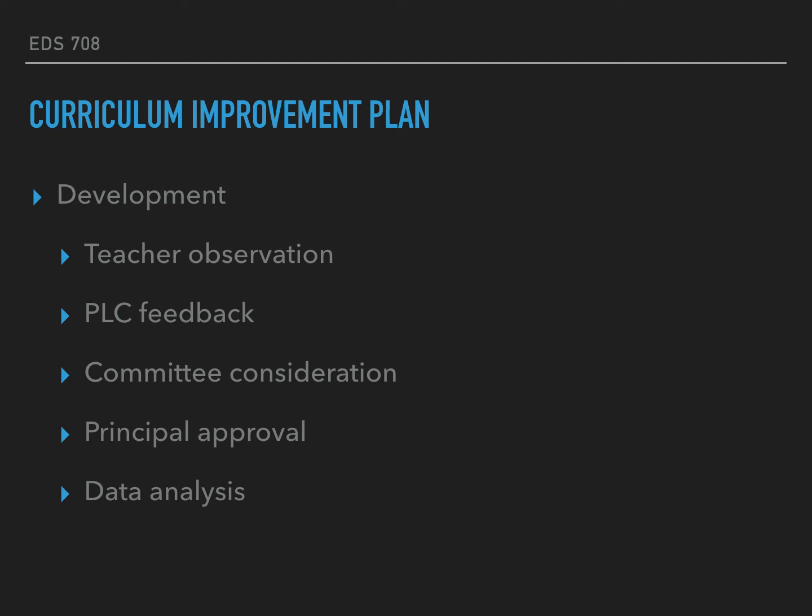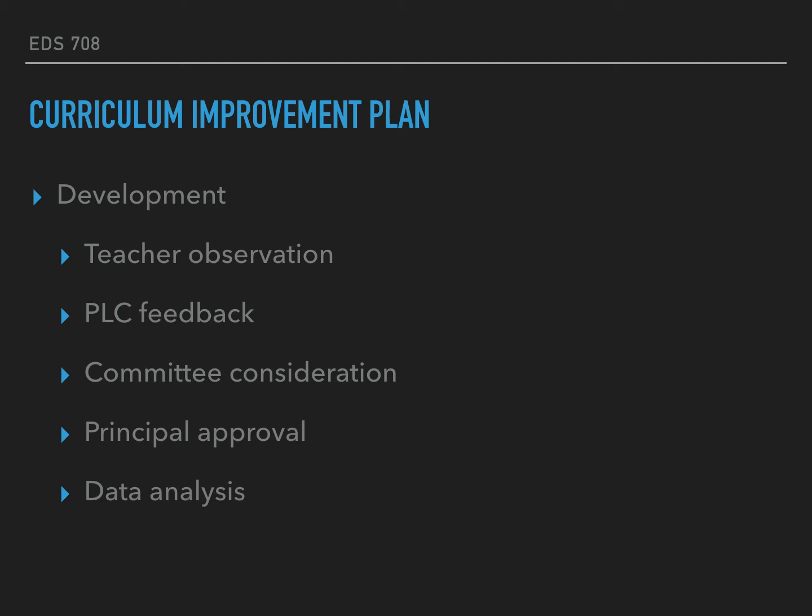Next, we have the development of the plan. The development of the plan started off simply with teacher observation. What are the teachers seeing in the classroom? What are the kids doing? What are they showing them in small group instruction and direct instruction and even whole group instruction? So what are those teachers seeing in the classrooms? That was the first start in developing this plan.